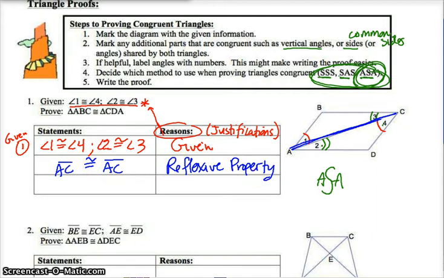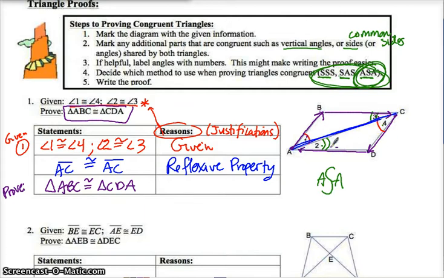Now your final line in a proof is always what you're trying to prove. So this is what you're trying to prove. So here we're trying to prove that triangle ABC is congruent to triangle CDA. Okay, well let's check that out. We went from A to B to C. So we went from red angle to nothing on the angle to green angle. So we have to go from red angle to nothing on the angle to green angle. That's CDA. So do the vertices line up with the way they should? Yes, they do.